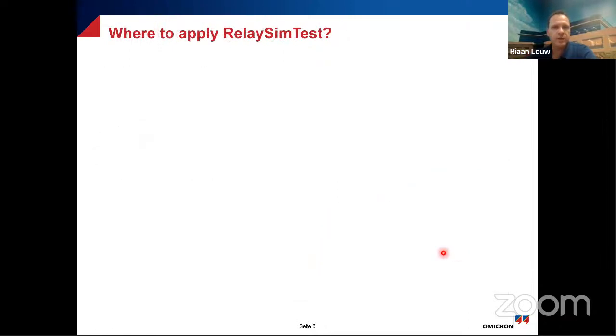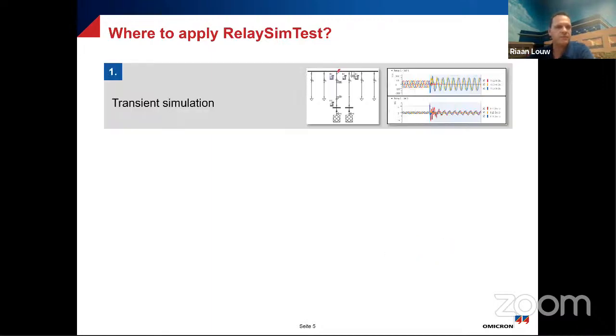Okay, so where to apply RelaySimTest? If we look at what I have there, the first one is for transient simulations. So to ensure your protection system is working as expected, RelaySimTest can calculate its test signals via a transient power system simulation. This enables the users to investigate their protection system under challenging conditions like CT saturation, power swings, weak in-feed conditions, in-rushes, and many other conditions.